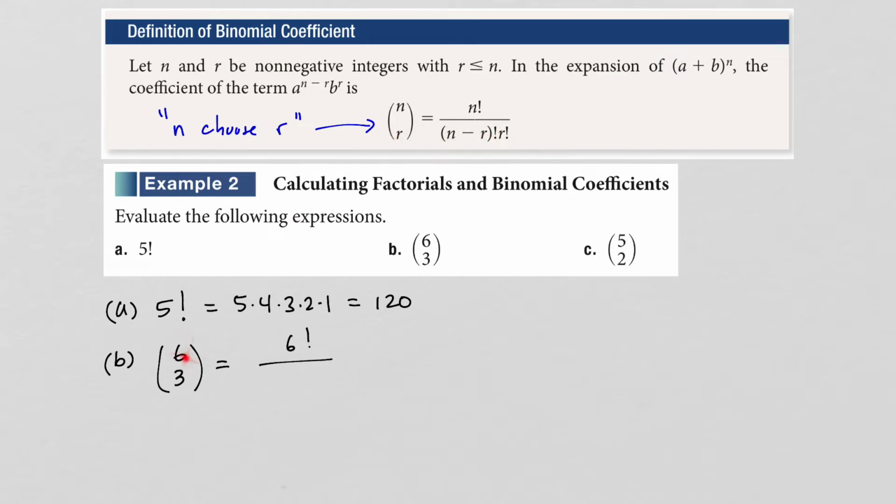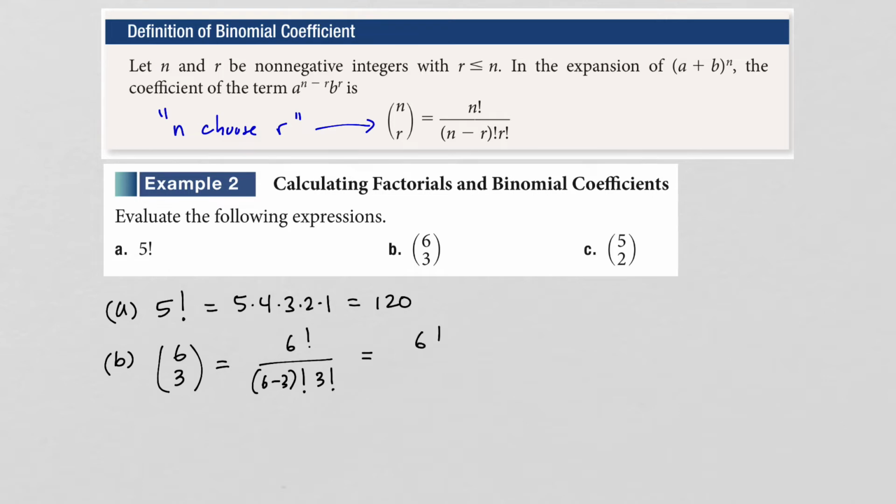So that's going to be 6 take away 3, factorial. And then don't forget, you also have to multiply by r factorial, and that's just the bottom number factorial, which in this case is 3 factorial. Now we just have to do the math.